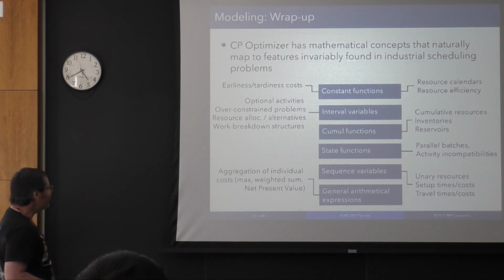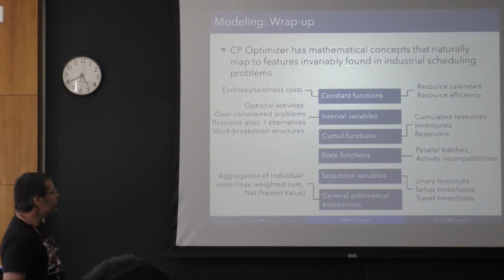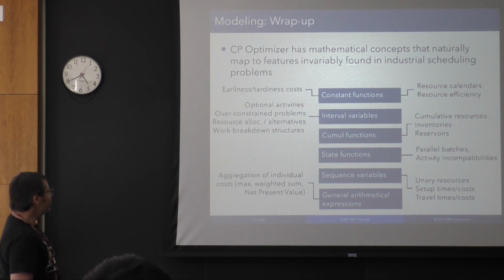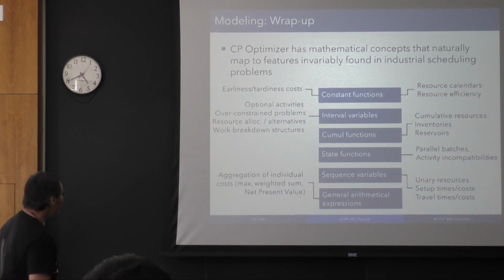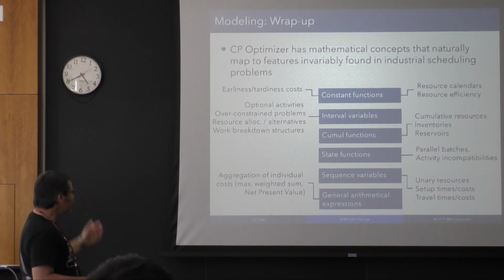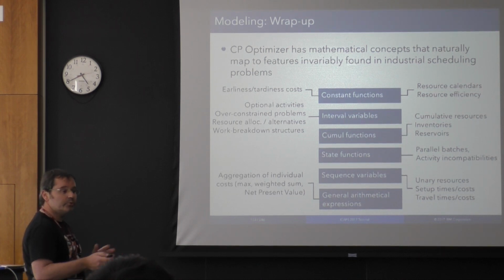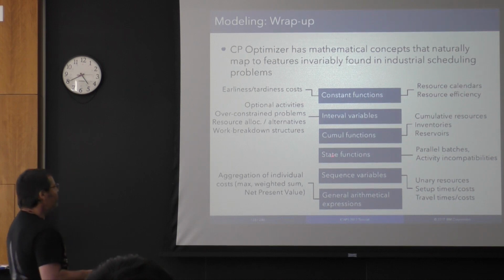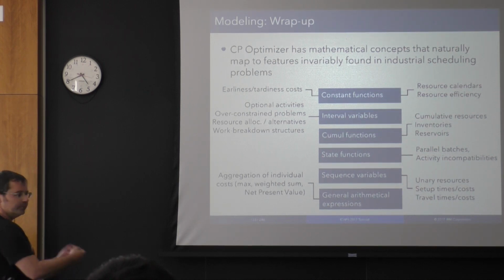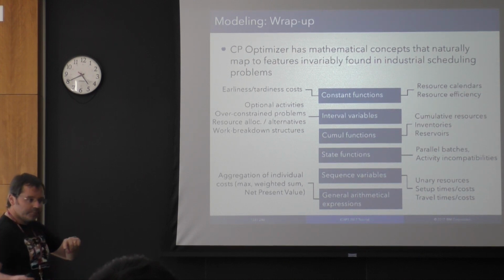So to summarize what we have seen: the notion of constant function used to express earliness, tardiness cost, resource calendars. We have seen, of course, the notion of interval variables, that is very useful to express optional activities, over-constrained problems, because you can decide whether or not to execute an activity. Cumul functions are used to model cumulative resources, inventories, because you can produce and consume. You can have step at end minus step at start.